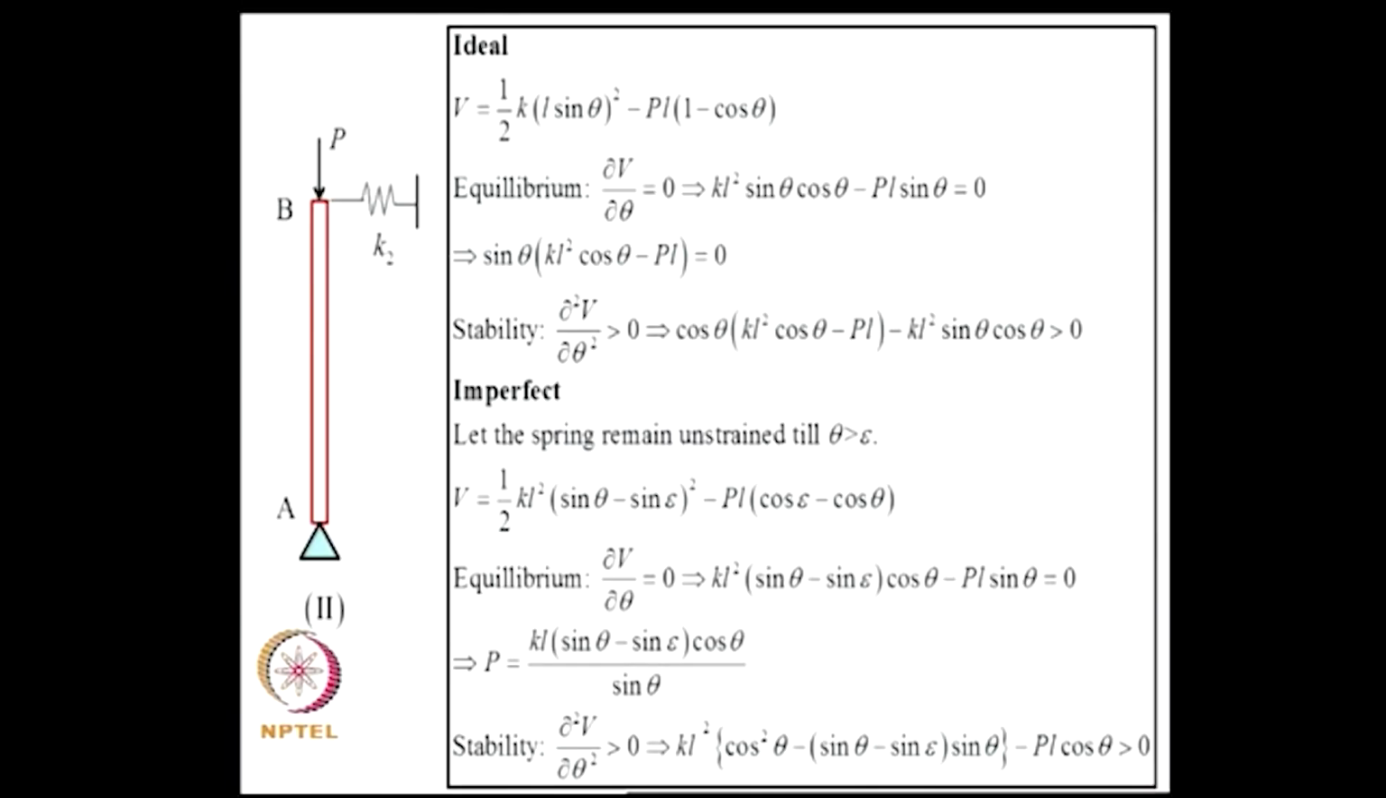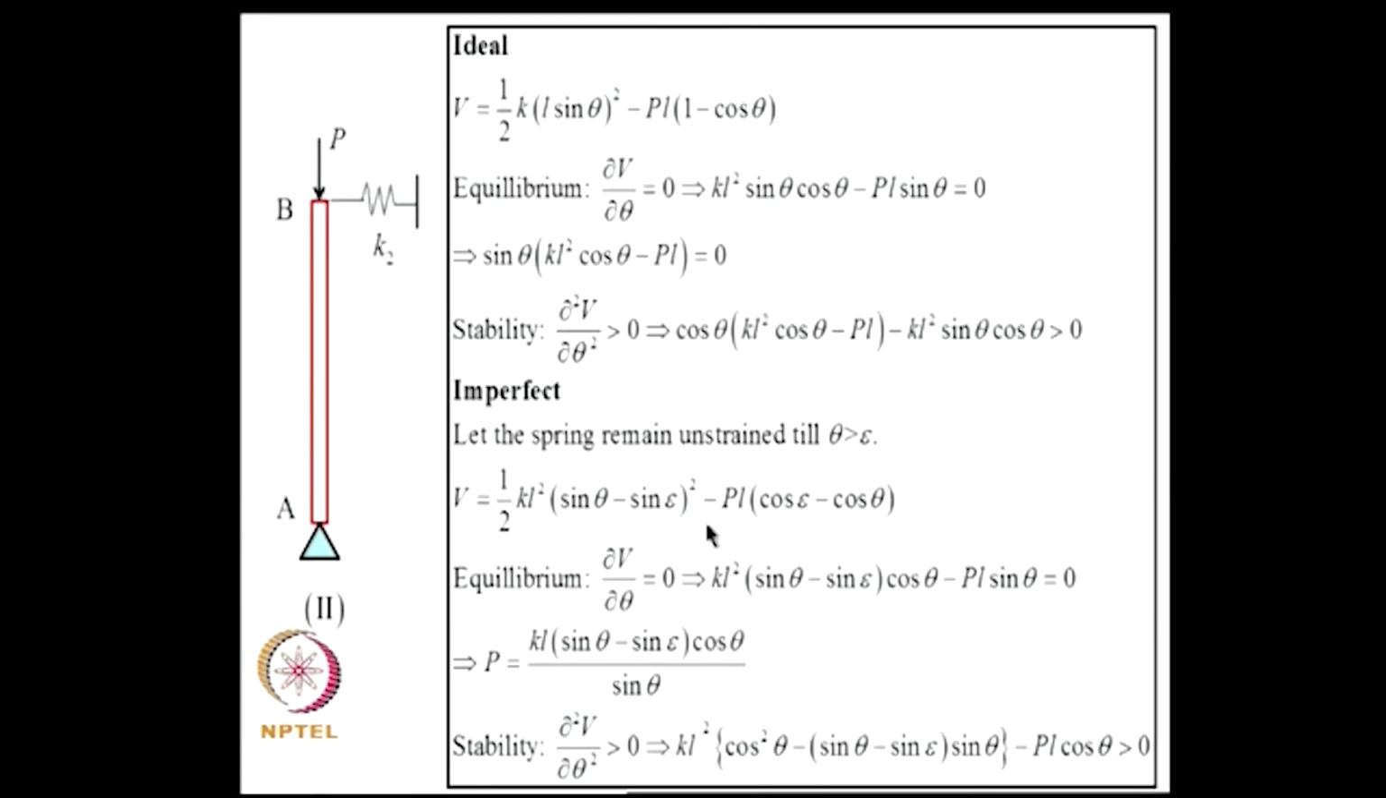Now let us consider the second configuration where the bar is supported on a spring as shown here. Again the potential is given by half k L sin theta whole square minus P L (1 minus cos theta). For equilibrium, this is the condition, this in fact is a load deflection diagram. There are two equilibrium paths, sin theta equal to 0 and this equal to 0. Now for stability, this condition must be satisfied. Okay, this is a straightforward derivation.